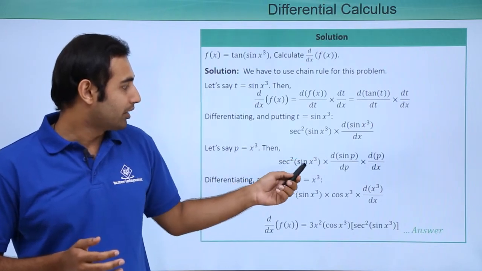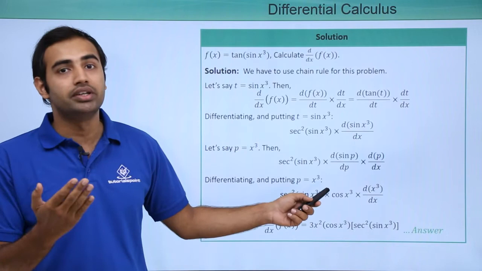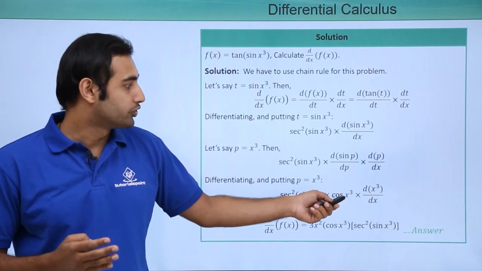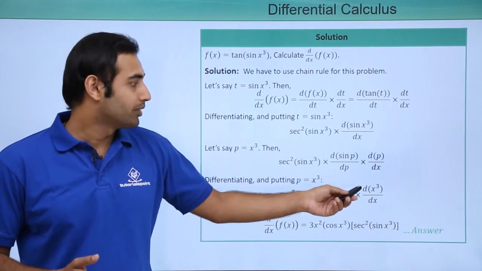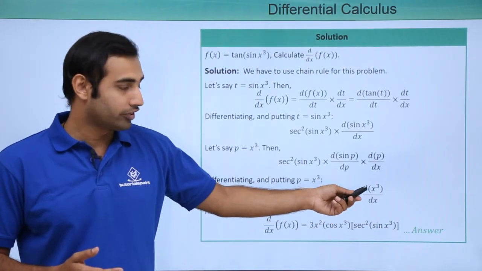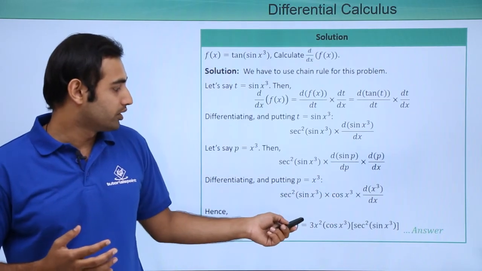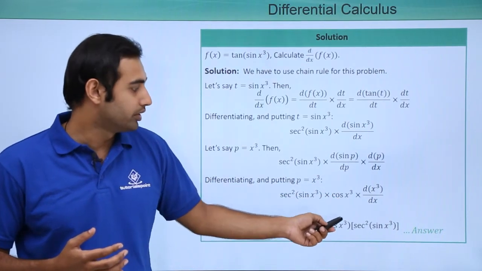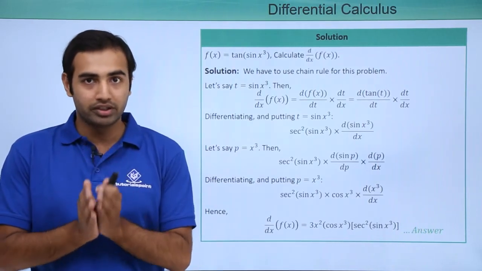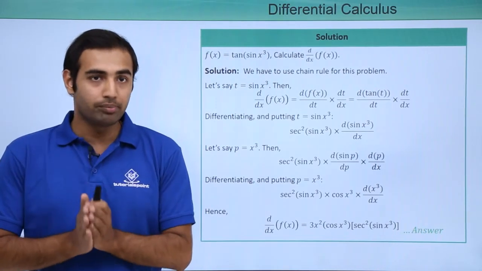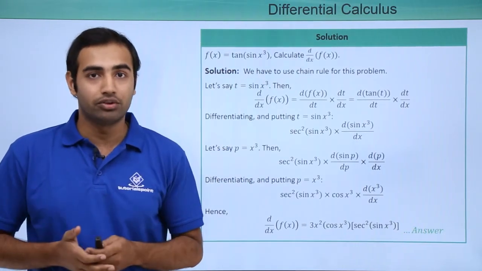So in the next step, I'll find the derivative of sin p, which is simply cos p, and the value of p is x³. So cos(x³) multiplied by d(x³)/dx. Now clearly this is a polynomial x³, and the derivative of this will be 3x². So my entire solution comes out to be 3x² into cos(x³) into sec²(sin(x³)). Now there's also a quick method to do it where we can skip the part of assuming a specific variable for a function. Let's see how to do that.